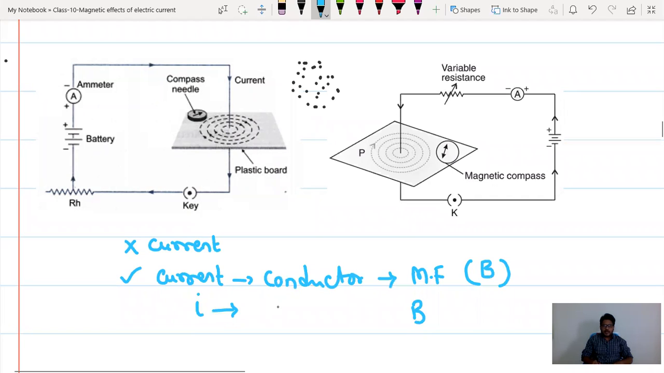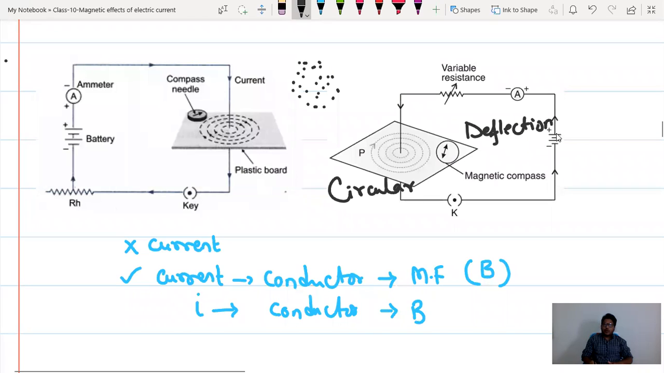So whenever you pass current through a conductor, a magnetic field is produced. And what is the shape? Here you can observe that the shape is circular. And at the same time, if you place a compass needle here, you can see some deflection. Why will the magnetic compass deflect? That is the question. We'll try to answer that question in this lecture.